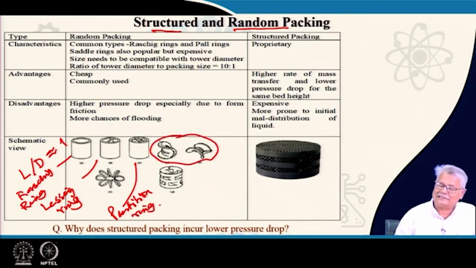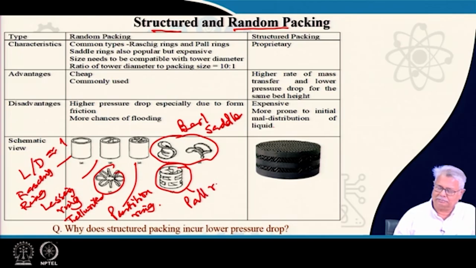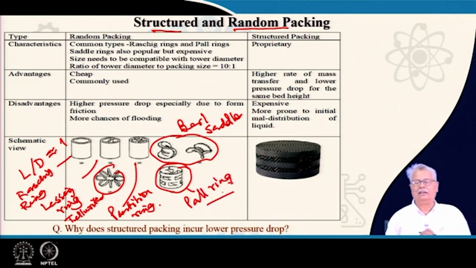These two are saddles. They have the saddle shape, so they are called Berl saddles. This is called a Tellerette packing. And here what you have is a slightly more complicated structure, usually made of metal. This is called a Pall ring. There will be nominal sizes of these. Typical sizes could be 1 inch, 1.5 inch, it could be even lower. And there is something which is very important.